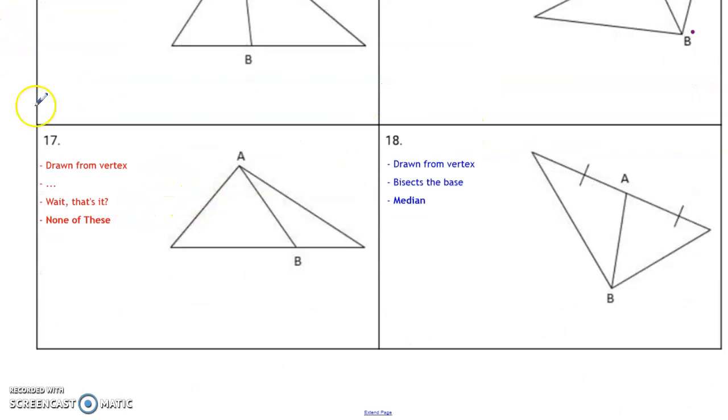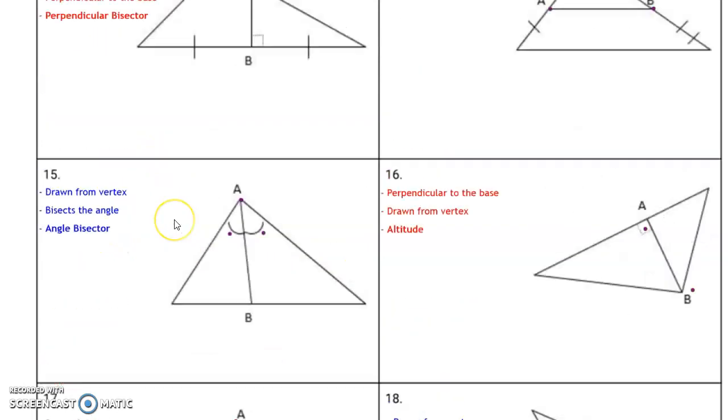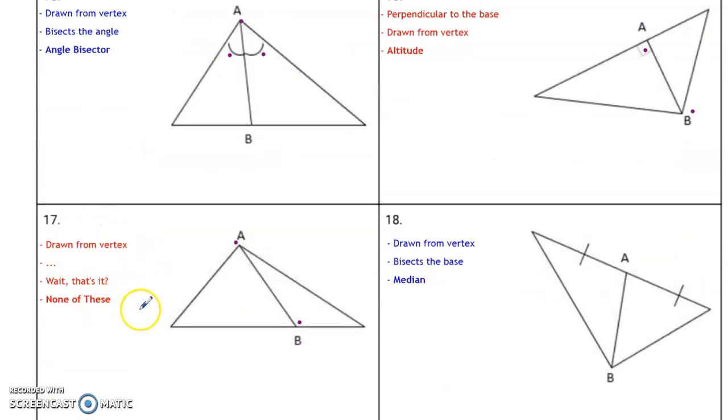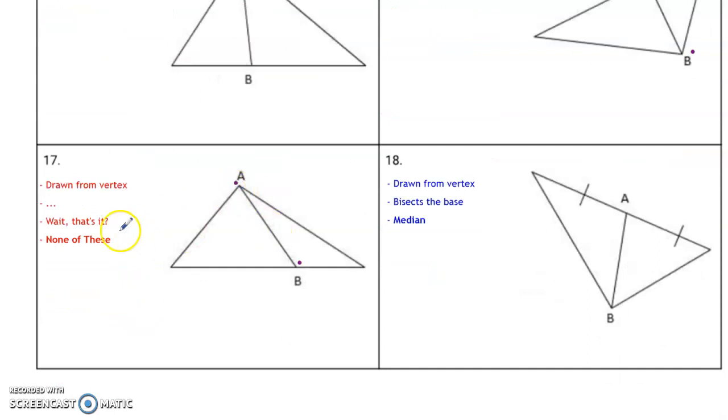For question number 17, you can see it's drawn from the vertex, but I guess that's it. There's no right angle here. It's not splitting this side into two equal sides. So remember, one of the options was none of these. It looks like question number 17 is none of these. It doesn't fit the criteria for any of the segments that we just talked about.